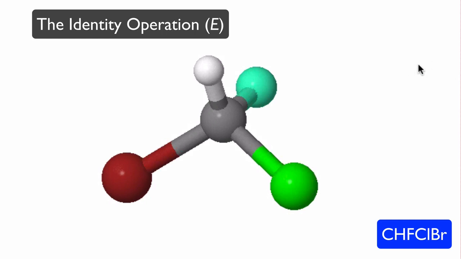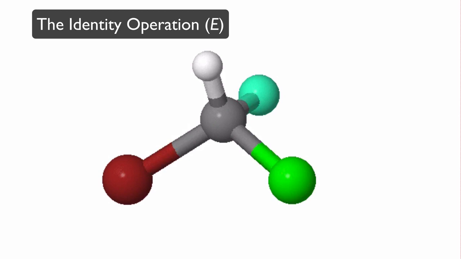So here we have CHFClBr. So let's assume that carbon's in the center. We've got a hydrogen, that small white one. A chlorine, I guess that would be the green one. Fluorine, no, this would be bromine. Bromine's a red liquid, and that's fluorine over there.